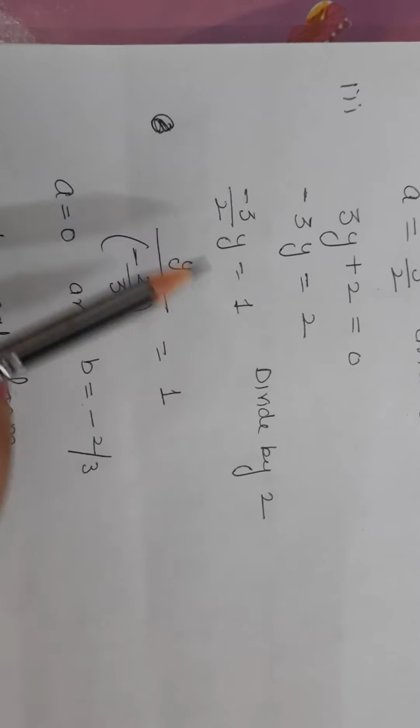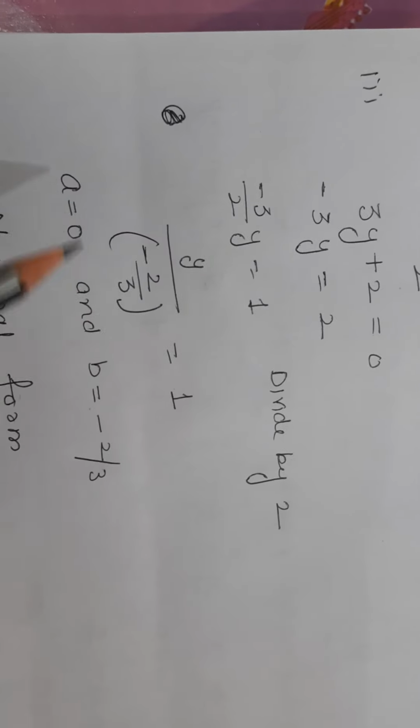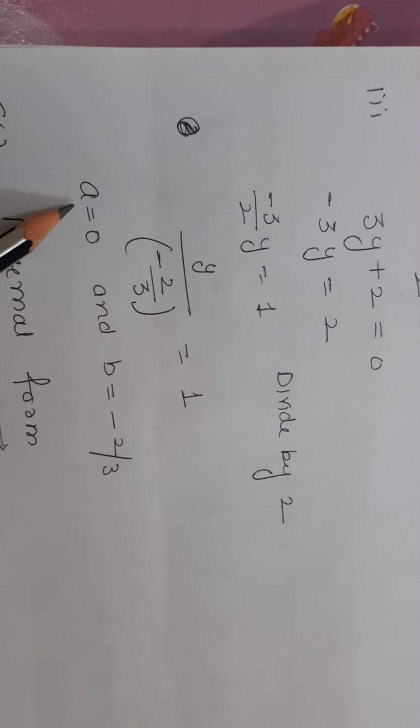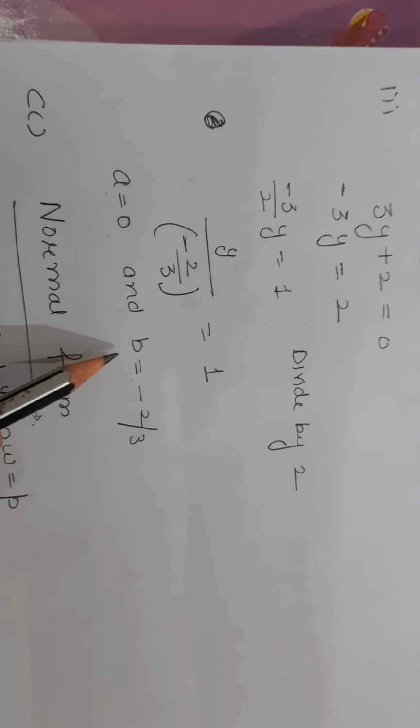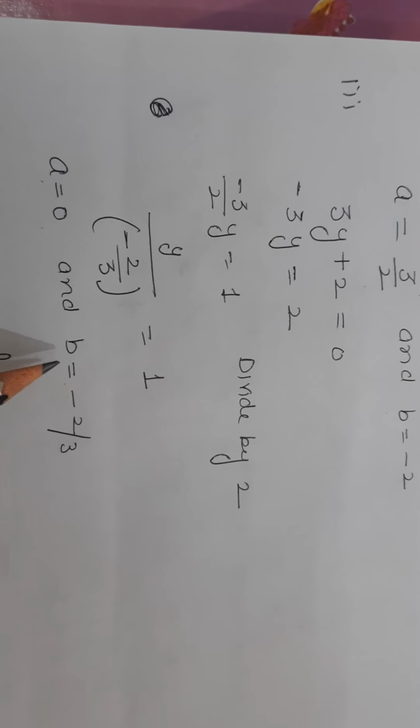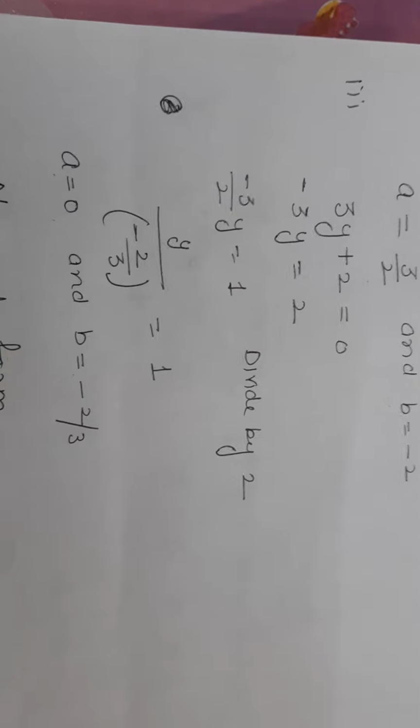Just look here. There is no term of x here. So that means the intercept on x-axis a will be 0. And the intercept on y-axis b is minus 2 by 3.